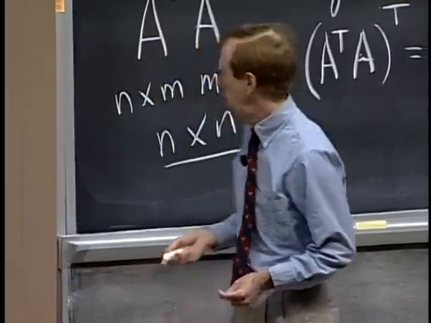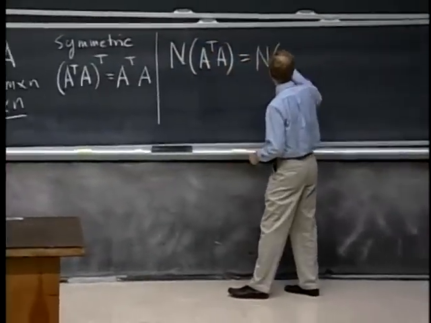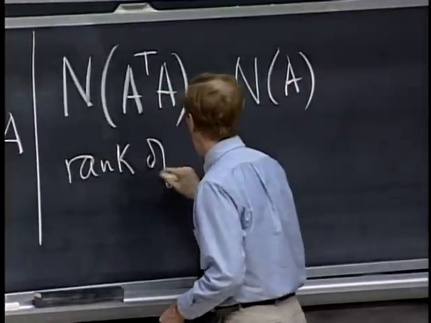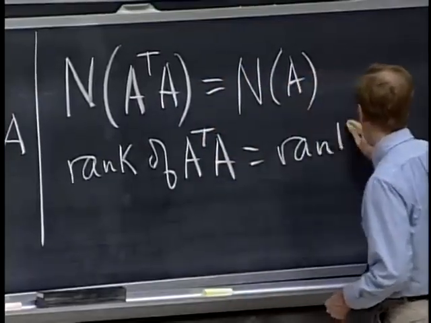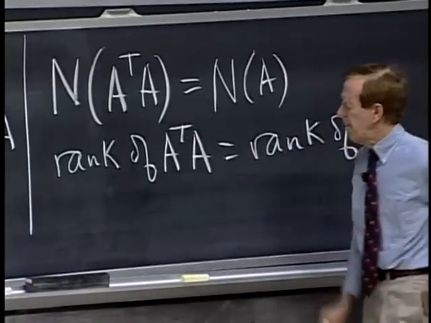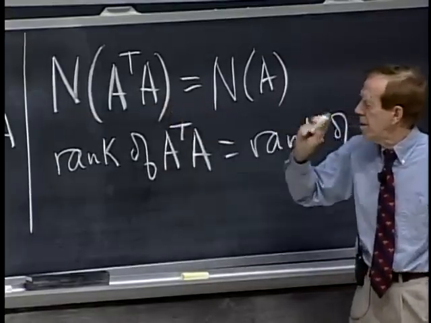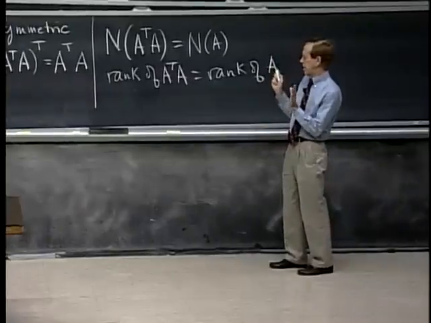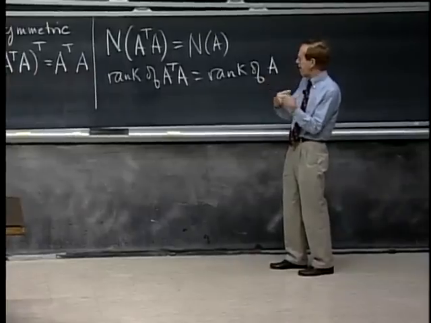So the null space of A transpose A equals the null space of A. The rank of A transpose A equals the rank of A. I'll tell you as soon as I can why that's true, but let's draw from that the fact that I want.